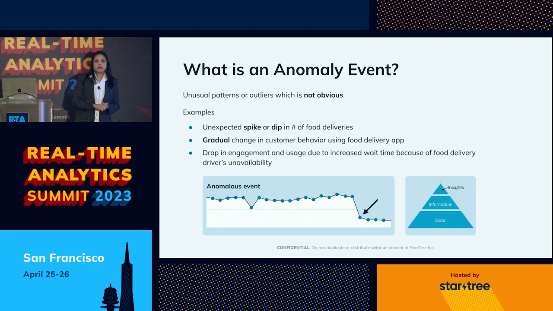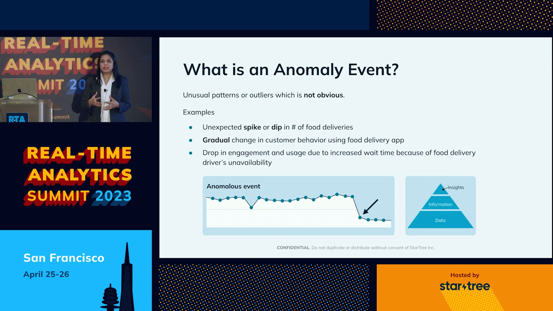So now that we've talked about different challenges, what is an anomaly event? And I wanted to stress this. Usually when we talk about an anomaly event, we think it's a spike or a drop or some change that is happening. But what we are talking about here is an unobvious change within a large set of data, which is not obvious to human eyes.